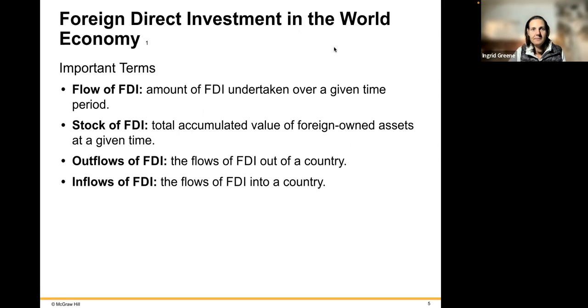There are different types of foreign direct investment in the world economy. Some important terms to know. First is the flow, the amount of FDI undertaken over a given time. So this is the amount of money or investment that flows throughout the investment. Then there's the stock, the accumulated value of the foreign-owned assets. The outflows, the flow of FDI out of a country, most likely back to the home country, and then the inflows of FDI into the host country.